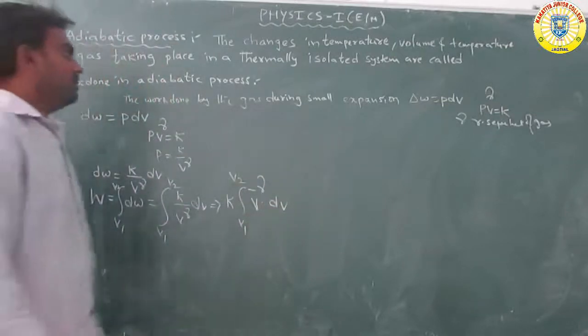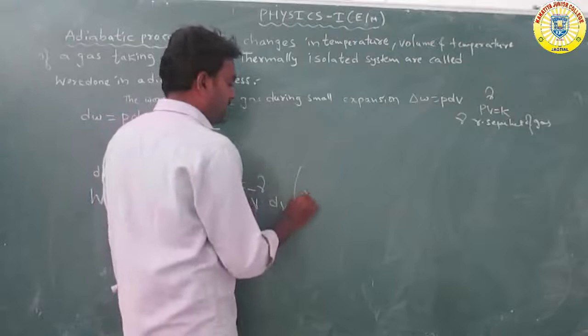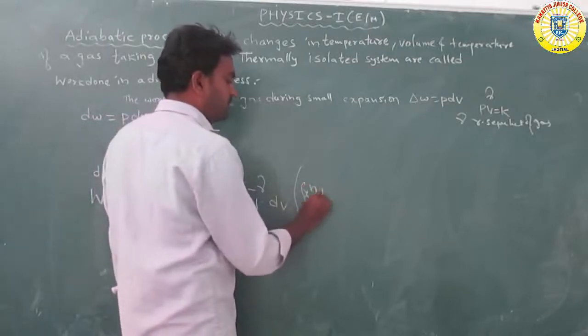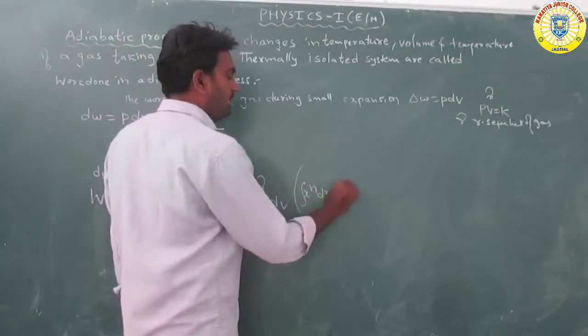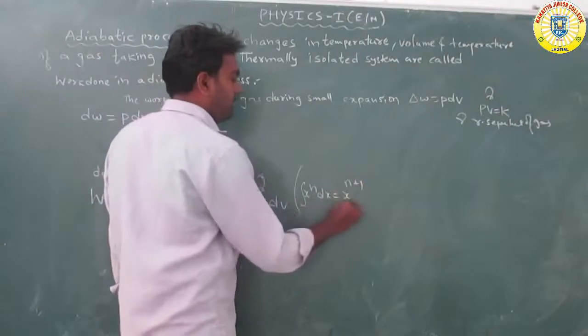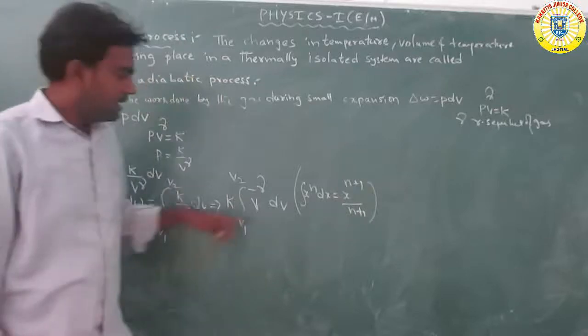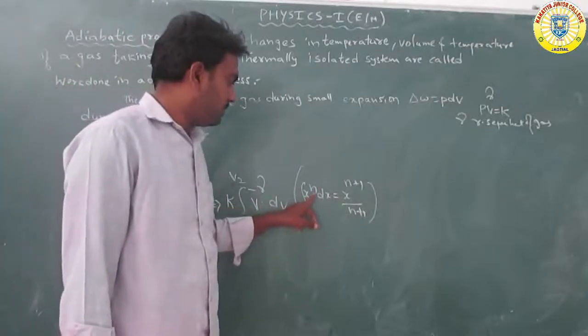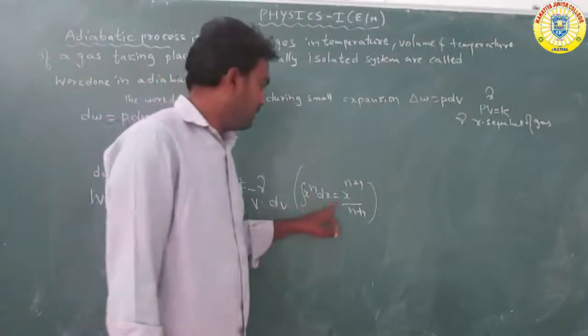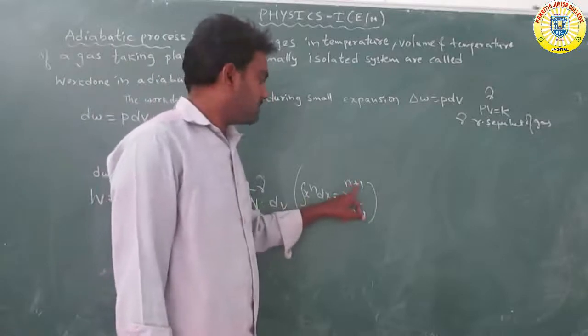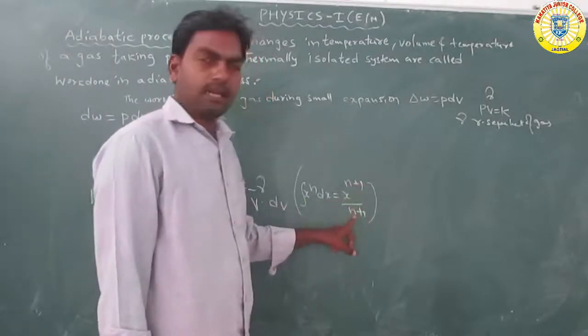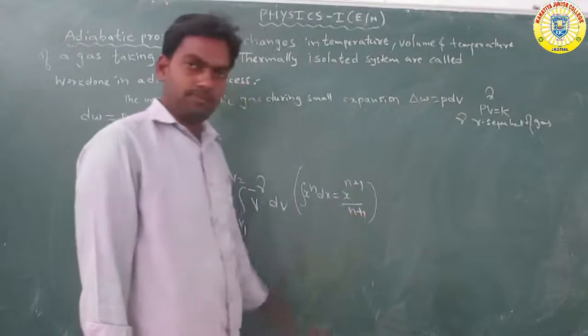Okay, so now the general equation we can write: the integration of x to the power of n dx is equal to x to the power of n plus 1 divided by n plus 1. Okay, got it? The integration of x to the power of n dx is equal to x to the power of n plus 1 by, we can write in the denominator, n plus 1.